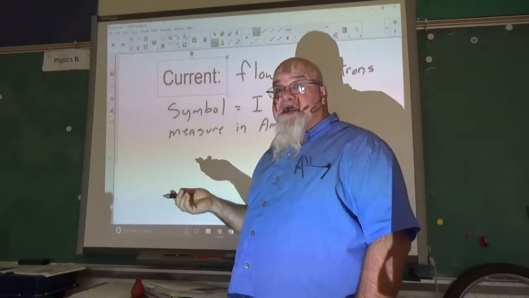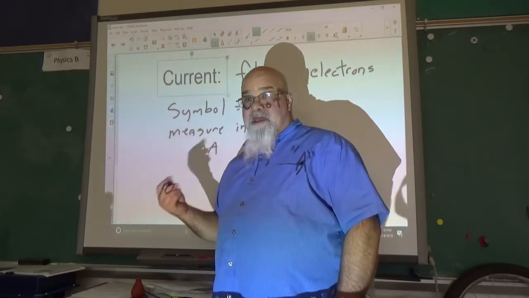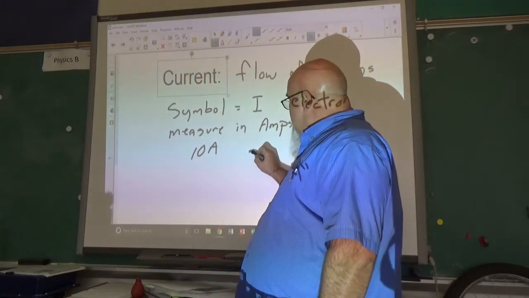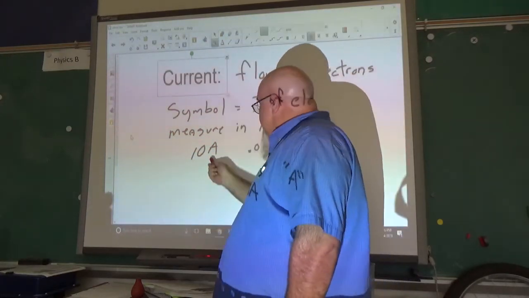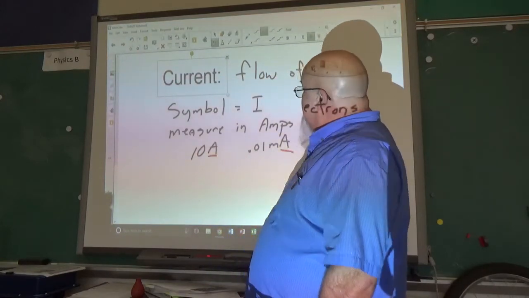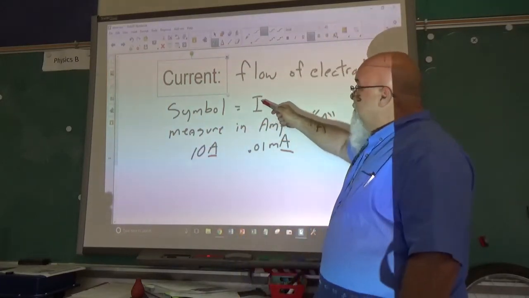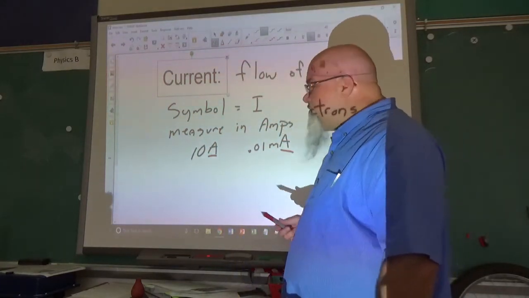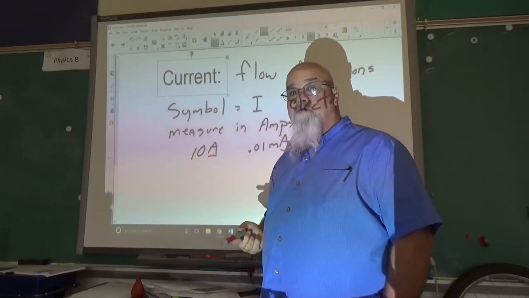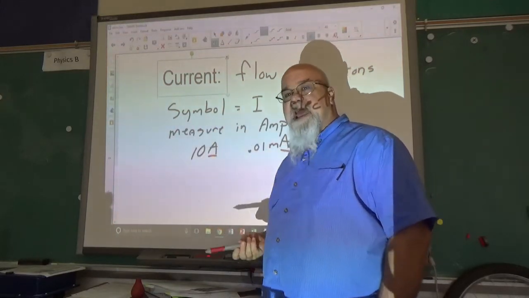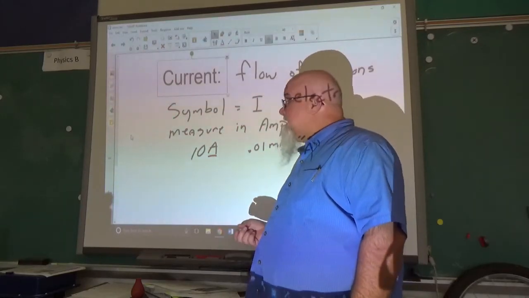So when I'm running something, it will be running at 10 amps. Or it may even be smaller. It may be 0.01 milliamps. But the A is always capitalized. So when we're writing the formula, the symbol for current is a capital I. When we are measuring current, we measure it in amps, and the symbol for that after the number will be an A. Current is simply how fast or how powerful those electrons are, how many of them are moving at the same time.